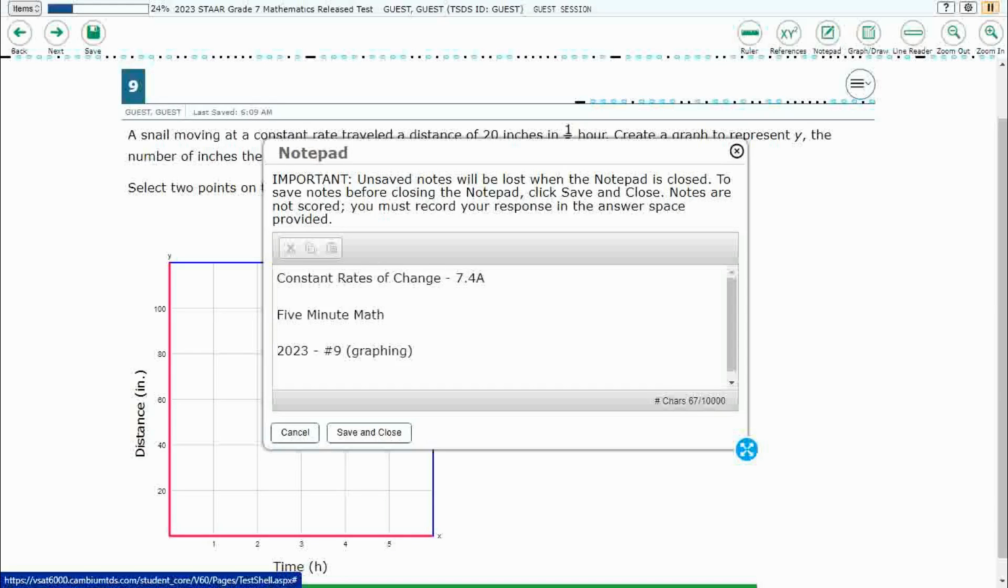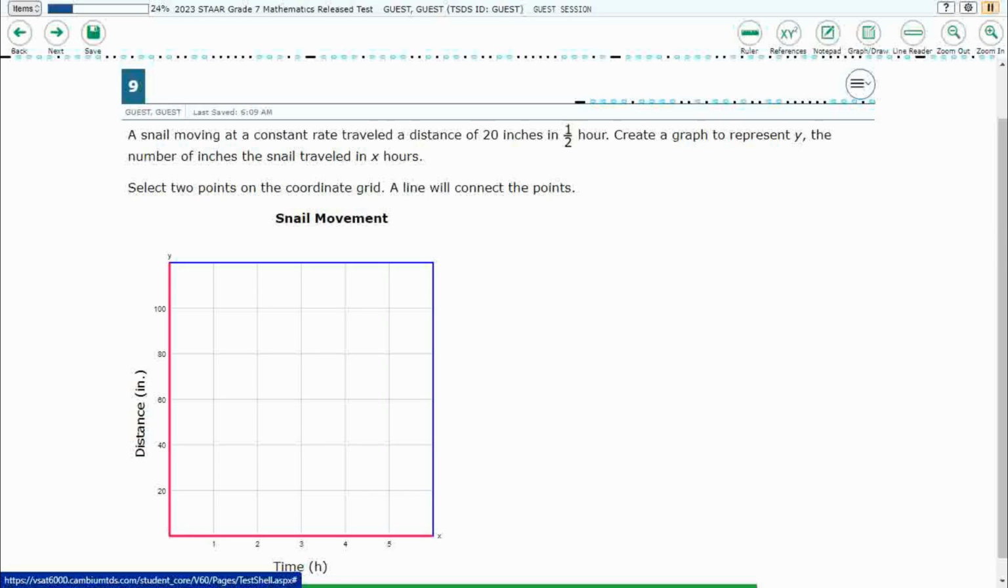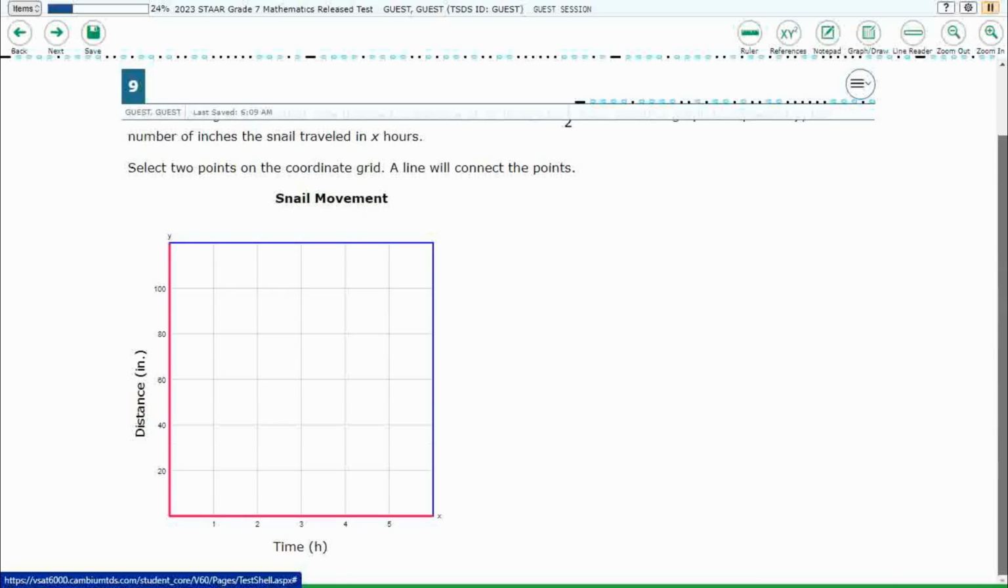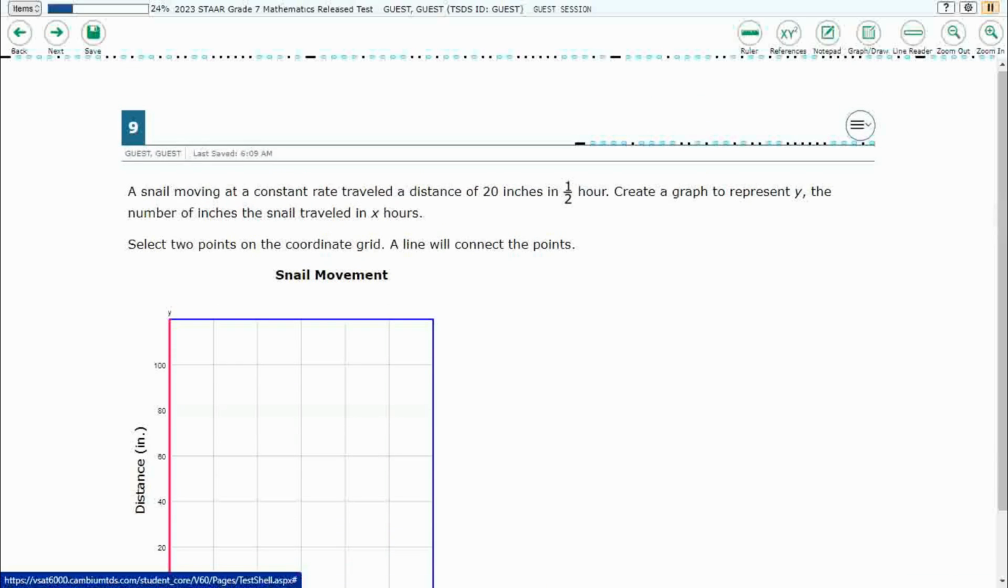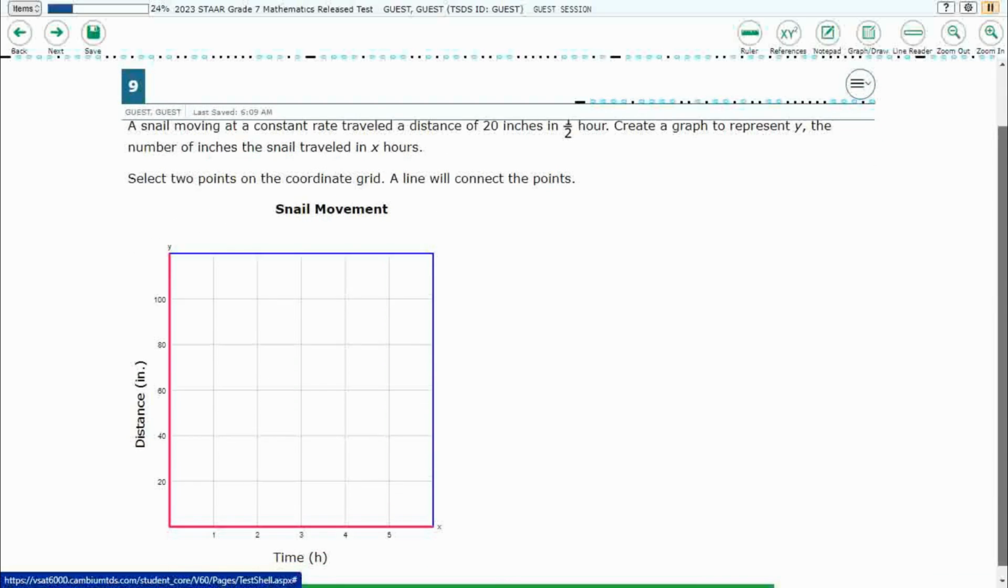Today we are looking at the 7th grade concept of constant rates of change. This is standard 7.4a in the great state of Texas, and we are using item number 9, which is a new item type called graphing, of the 2023 released STAAR test. If you haven't done so already, please go ahead and take a moment to pause the video, work this problem out on your own, unpause it, and we will look at our answers together.